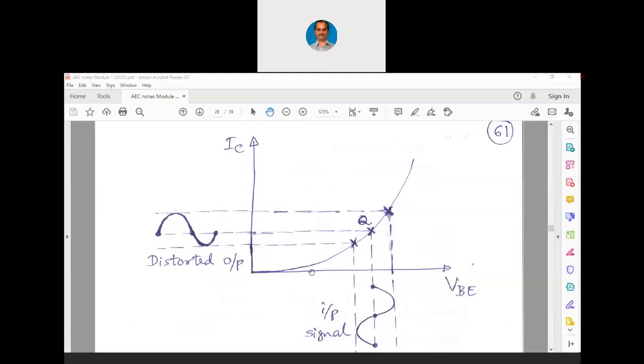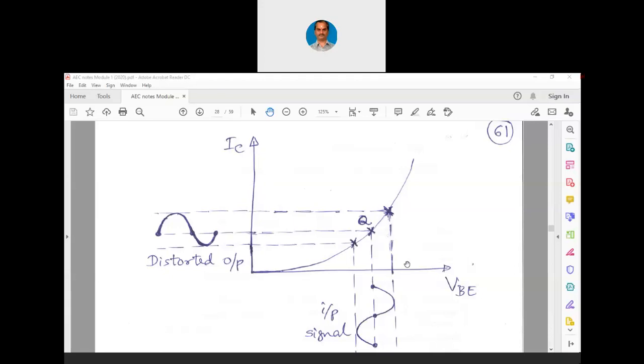You can see this particular curve. In the x-axis it is VBE, in the y-axis it is IC, which means input voltage versus output current is being plotted here. So such type of curve we generally call it as a transfer characteristics. Transfer characteristics in the sense it is input versus output.